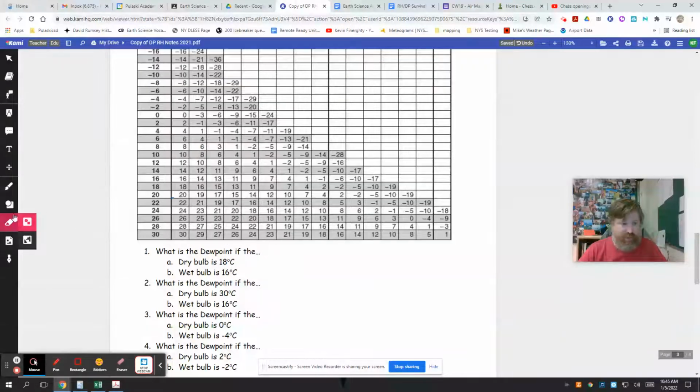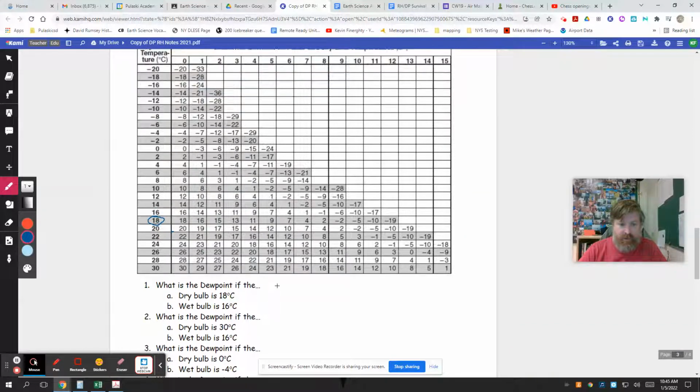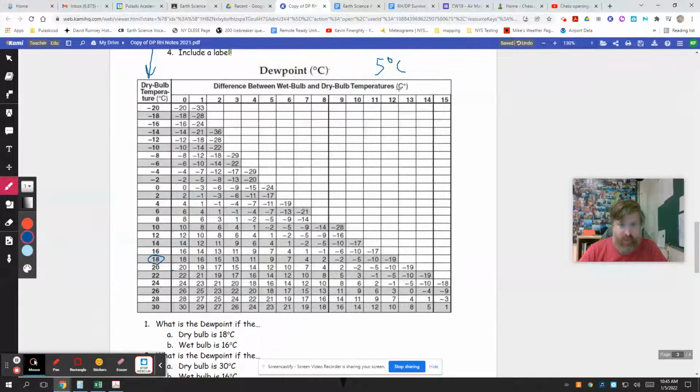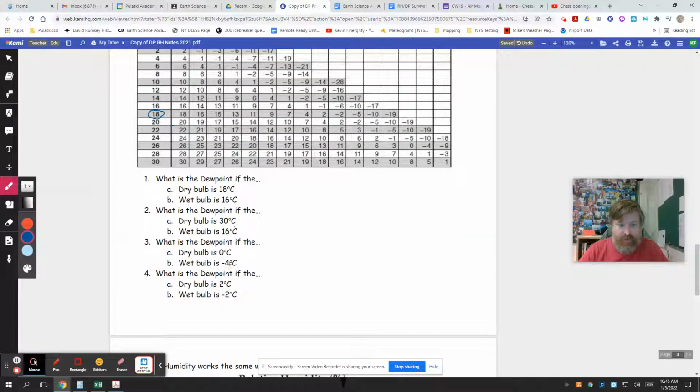What is the dew point? If the dry bulb is 18, step one, dry bulb is 18, and the wet bulb is 16. In other words, the difference between them, the difference between 18 and 16, is 2. There you go. See where those two meet. I won't do the answer right now. You can do it. And then do it 3 more times.